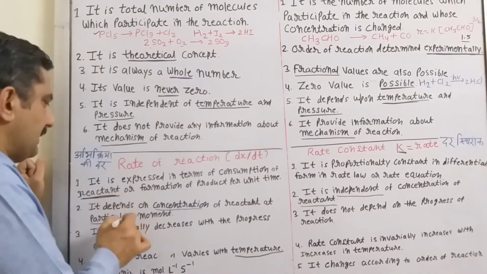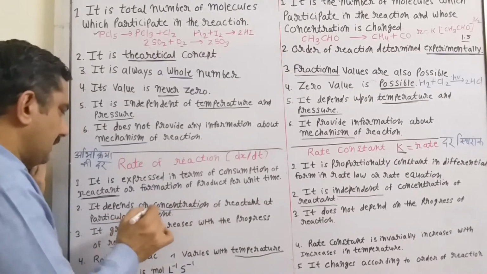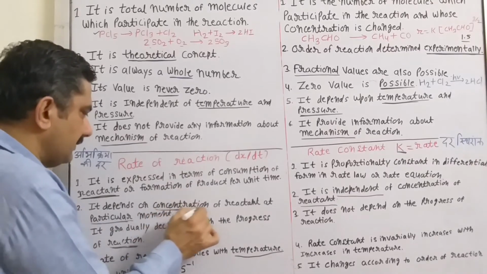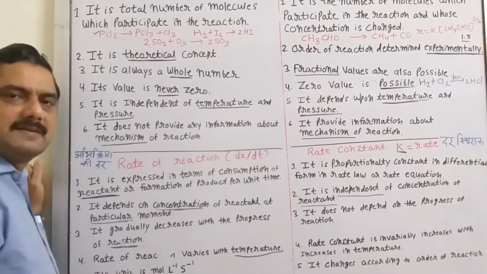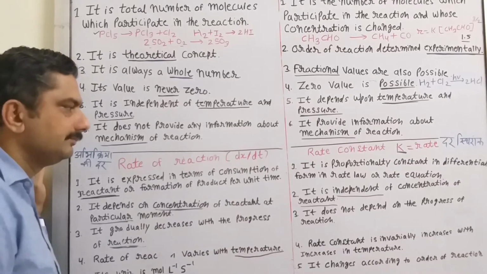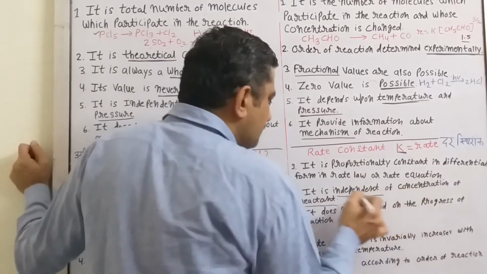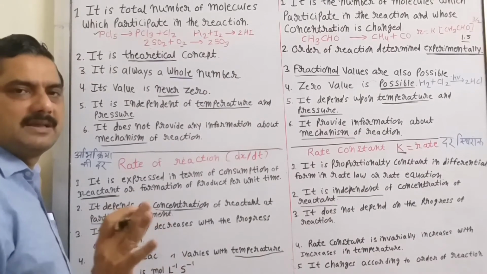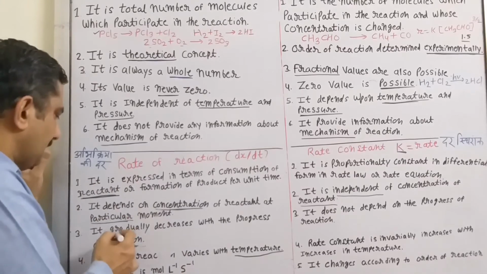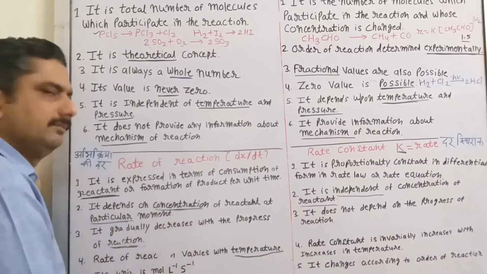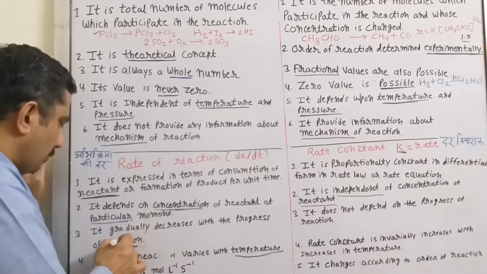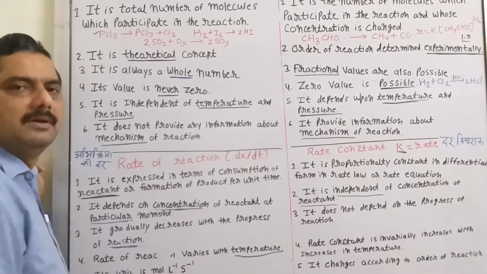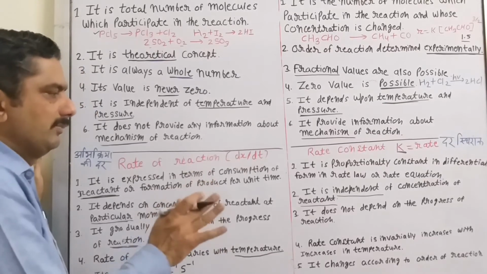Number 2. Rate of reaction depends on the concentration of reactant at a particular moment. Higher the concentration, higher will be the rate of reaction. Rate constant is independent of the concentration of reactant. Third point, the rate of reaction gradually decreases with the progress of reaction, while rate constant does not depend upon the progress of reaction.